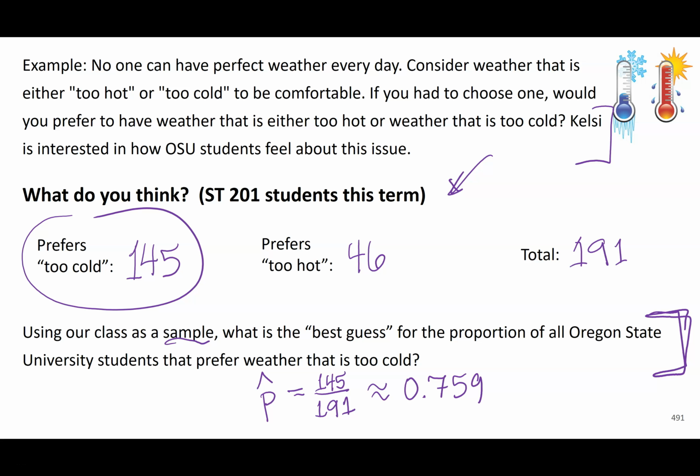So about 75.9% of the ST201 folks preferred weather that's too cold rather than too hot. So that would be my starting point if I wanted to estimate this proportion for all OSU students.